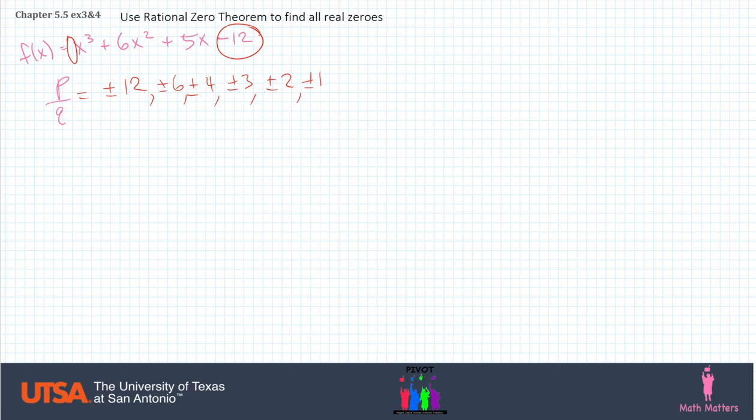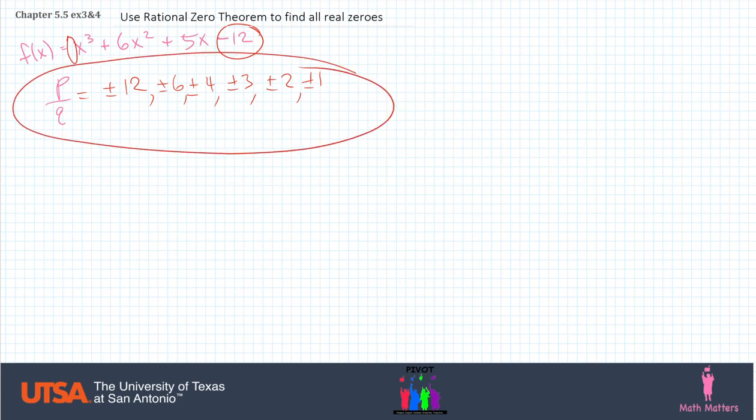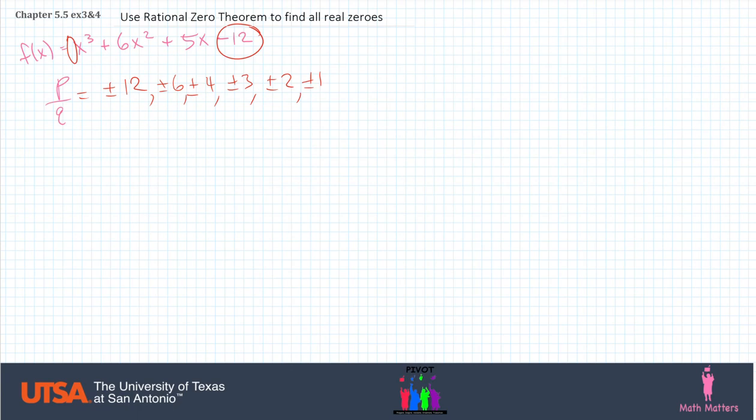Now that we found all the p over q values, in order to find the real zeros of f of x, all we need to do is use synthetic division and check all of these values to see which ones work and which ones do not. And how do we know how many real zeros we will have? Well, we evaluate the highest power. Since we have x cubed, we should have 3 real zeros.